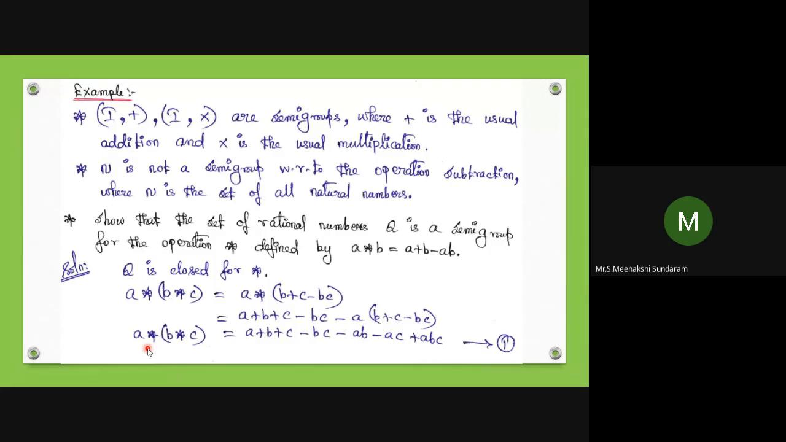Next, one more example. Most of them are theorems, rare cases are problems, but most of the cases are theorems: show that the set of all rational numbers Q. A rational number we know can be written as p by q.